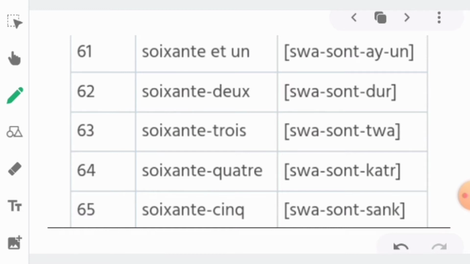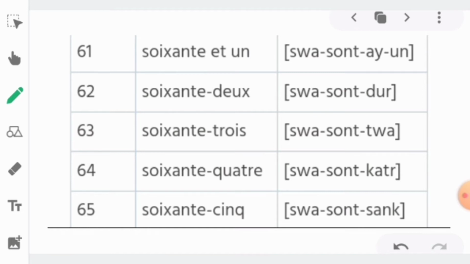So soixante a, soixante a. Now for 62 it will be soixante the. Soixante ki spelling: SOIXANTE, and for the it is DEUX, yaani 60 plus 2, toh soixante the.